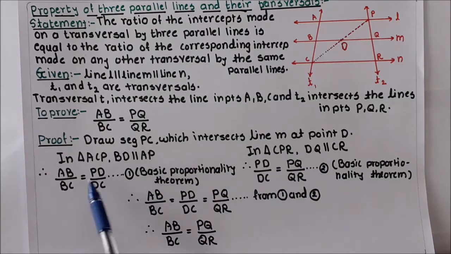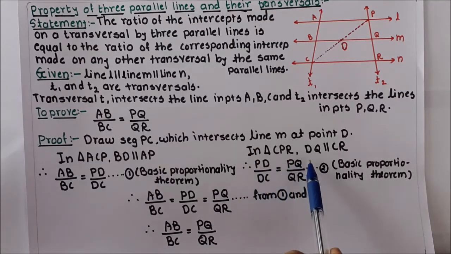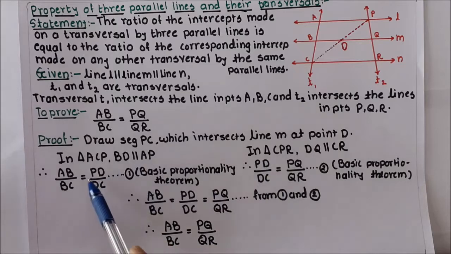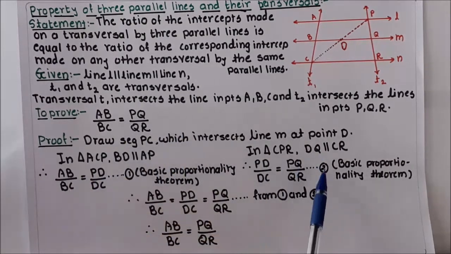Now again you have to watch these two statements. In the first one, we are saying that AB upon BC is equal to PD upon DC. And again we are saying that PD upon DC is equal to PQ upon QR. Means AB upon BC is equal to PQ upon QR, and it is proved.